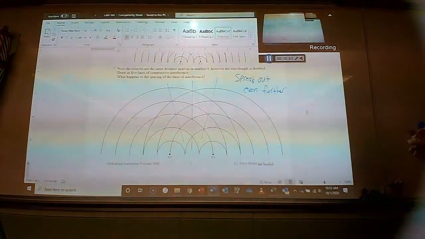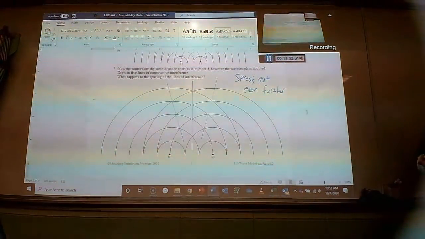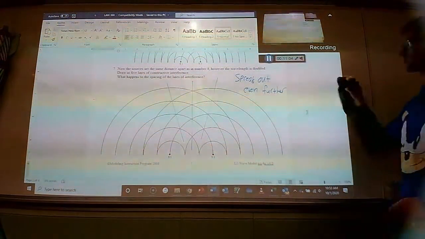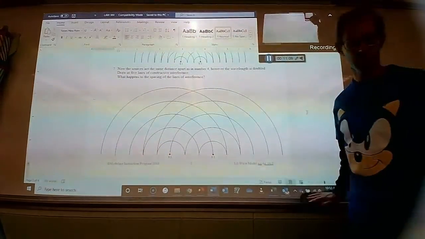All right, questions on 7? Is this starting to make a little bit more sense? Sometimes you just need to see these maximum lines get drawn in before you get the hang of it. That's understandable. Now we go to the chart.